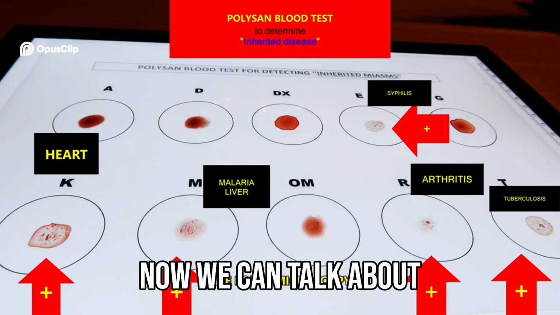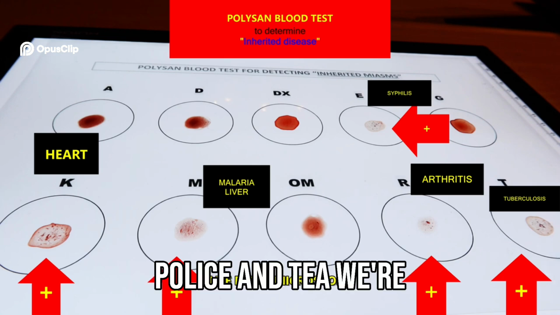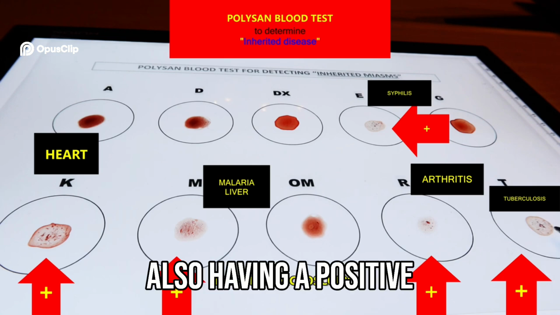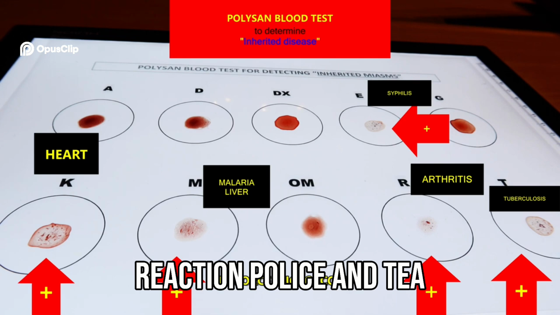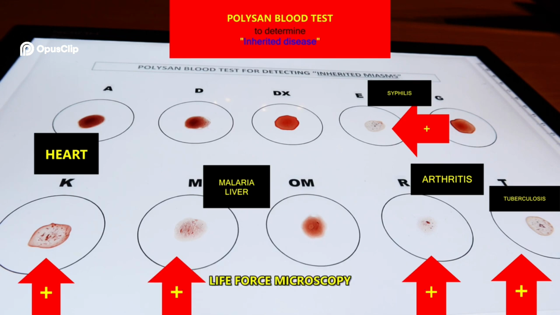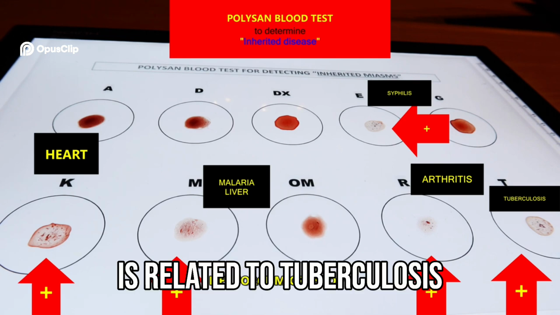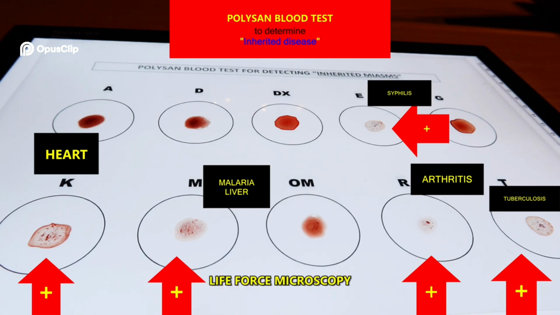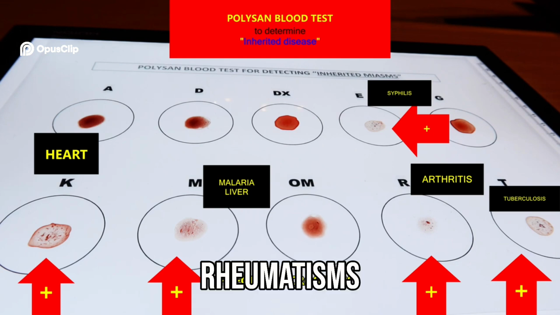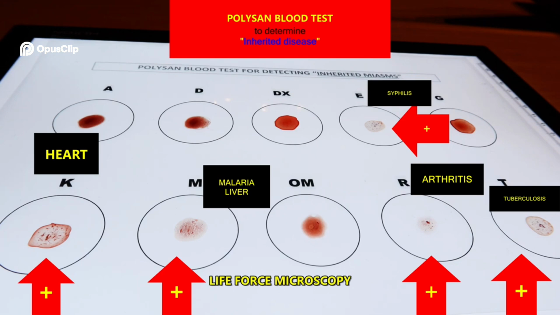Now we can talk about Polysan T. We're also having a positive reaction. Polysan T is related to tuberculosis, migraines, arthritis, rheumatisms, gout, etc.